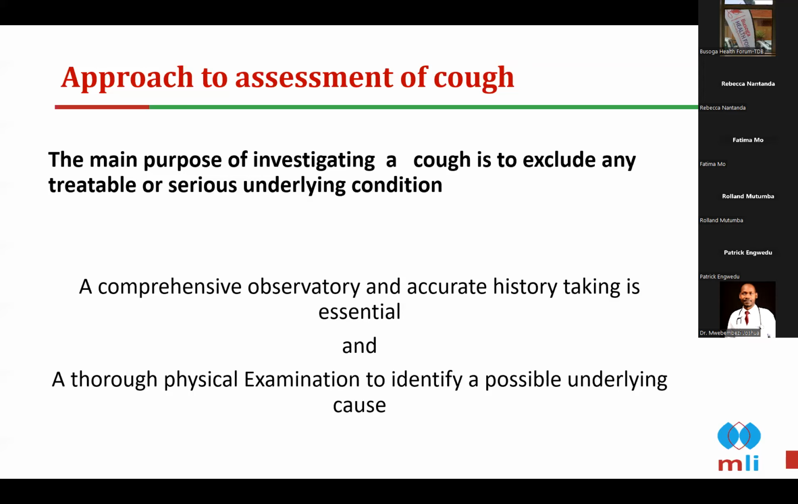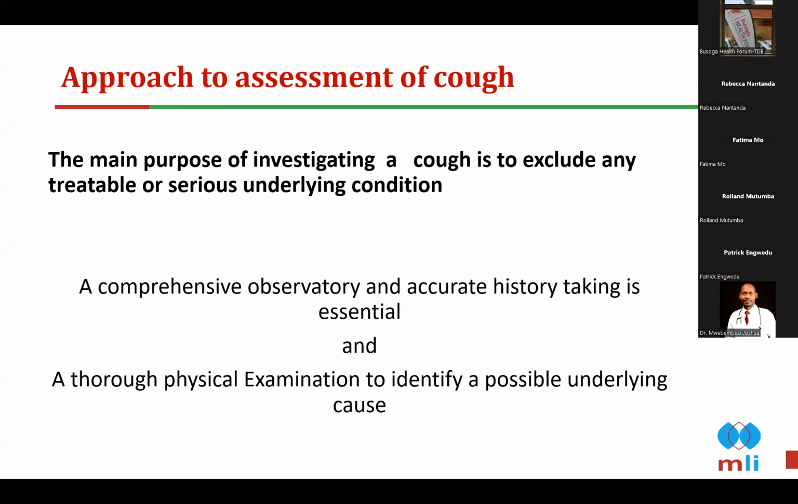So we need to try and take an accurate history about the duration of the cough, like I mentioned earlier, and then the pattern of the cough. And of course, we need to think through what are those things that make it worse? What are those things that relieve it? What treatments have you received? Sometimes they have already been given some treatment that could give us a sense of what is happening to this child.